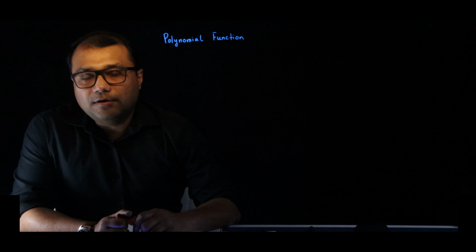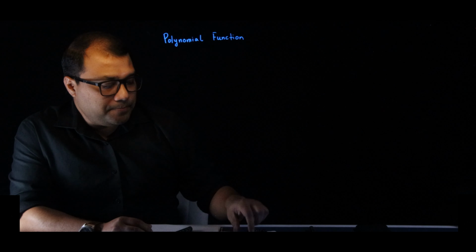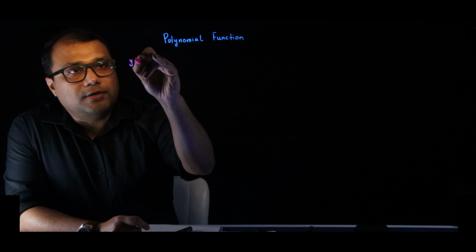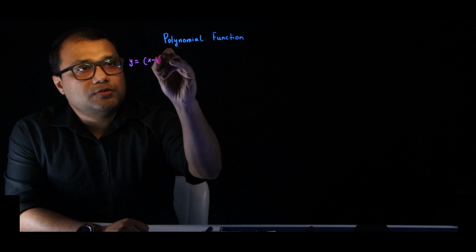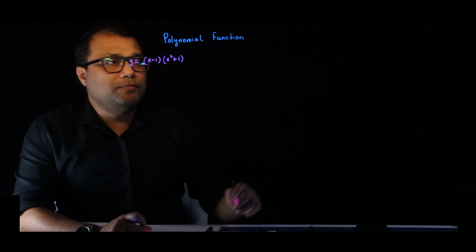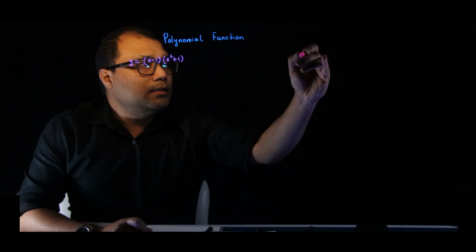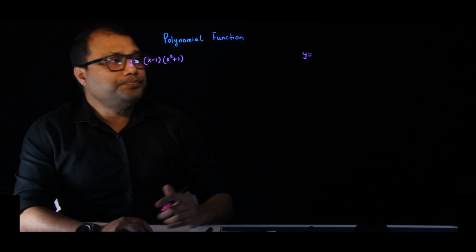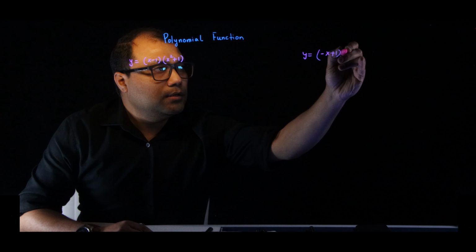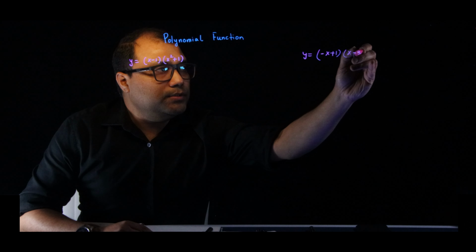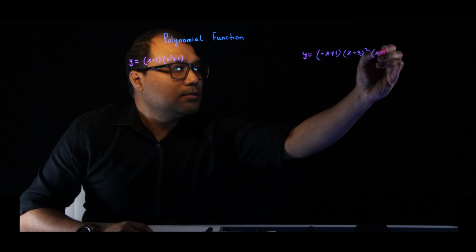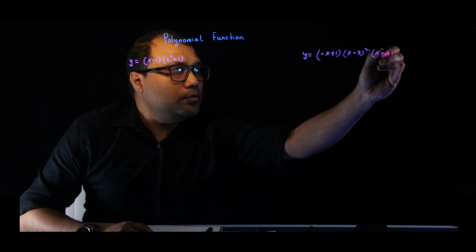Okay. Now let's finish this lesson with some examples. Let's try to plot these curves. x minus 1 times x squared plus 1. This is the first one we'll talk about. And then the next one we'll talk about is, let's say, minus x plus 1 times (x minus 3) squared times (x minus 2).